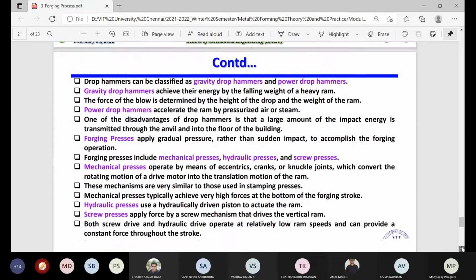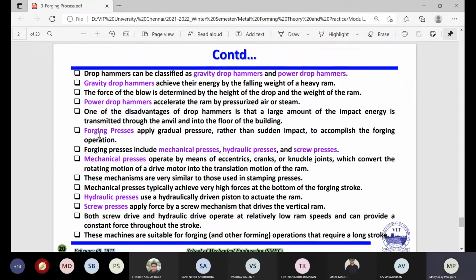The drop hammers can be classified as gravity drop hammers and power drop hammers. Two things are there: one is gravity drop hammers, and the second one is power drop hammers. I'm not saying you have to remember everything, but if you draw a schematic diagram, you will remember it for a long time. So the drop hammer can be classified two ways: gravity drop hammers and power drop hammers.